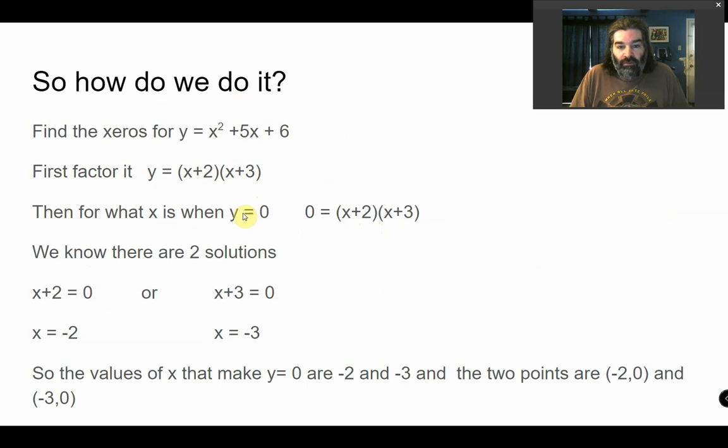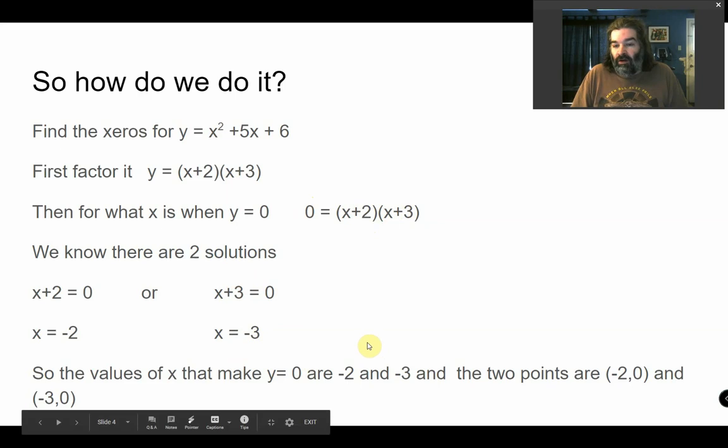Then, for when it's equal to 0, for this to be 0, x plus 2 has to be 0, in which case we can just bring the 2 over and we find that x is minus 2, right? Because minus 2 plus 2 will give me 0. Or when x plus 3 is 0, in which case x is minus 3, because minus 3 plus 3 again gives me 0, and anything multiplied by 0 will give me 0. So the values of x that work are minus 2 and minus 3. So your 2 points would be minus 2 when y is 0, or minus 3 when y is 0.